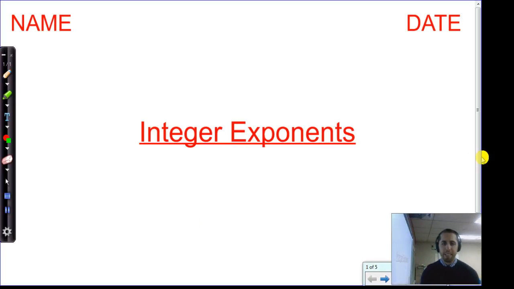Alright, 8th grade, today we're talking about integer exponents. We're talking about everything that we can do with exponents.